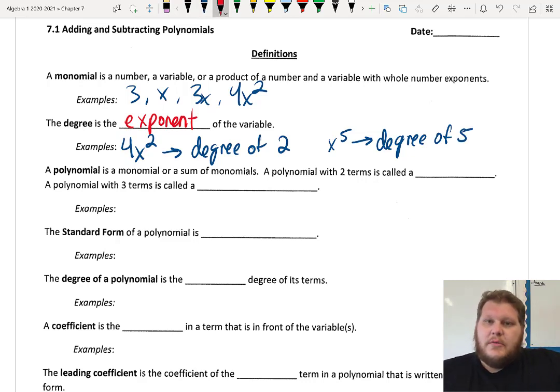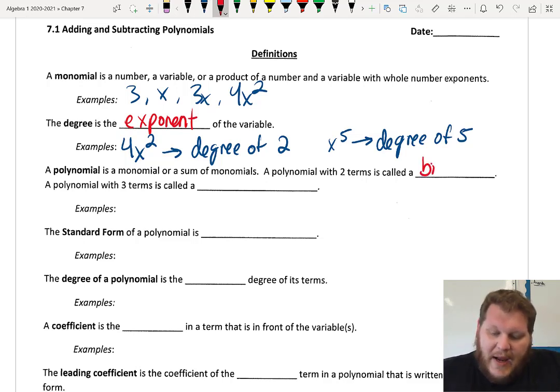A polynomial, poly means many. So poly means it's a monomial or the sum of monomials. So it could be one term, it could be two terms. It's any number of terms that is just added or subtracted together. So we have some different subcategories as well. Polynomial is just the generic term. It encompasses everything, all of our different expressions. We already talked about a monomial being 1.